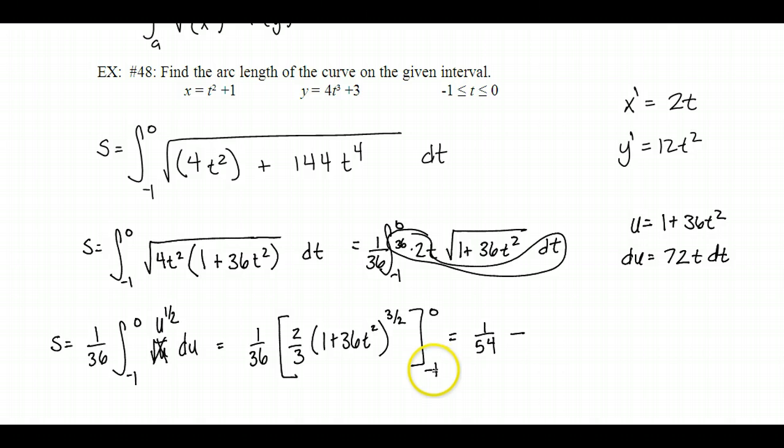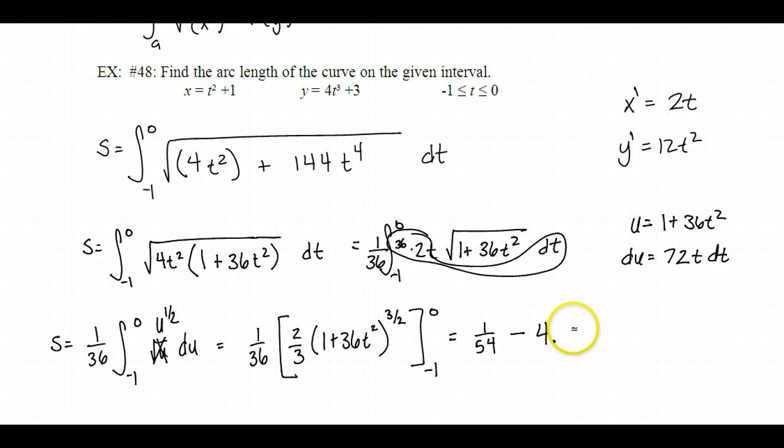Fundamental theorem of calc, if I plug in a -1, oh boy, it's going to be ugly because I'm going to get to a 37 here. So -1 squared is obviously 1, times 36 is 36, plus 1 is 37. 37 to the 3/2 or to the power of 1.5 is just ugly. Multiply it by 2/3, and then multiply by 1/36 as well, or divide by 36. You can round to 4 decimals, because then this will be accurate to 3 decimals for your answer.